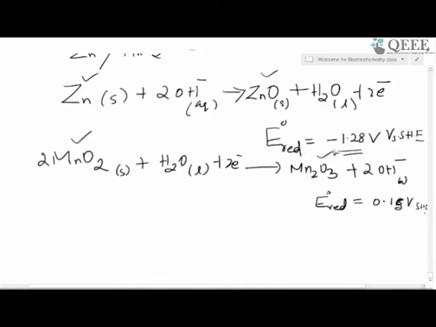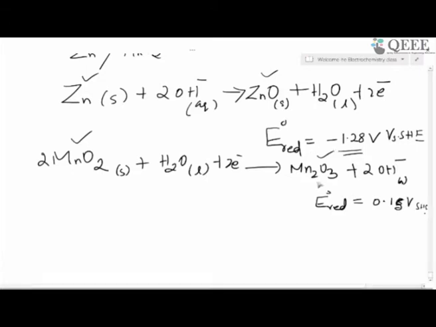MnO2, Mn2O3 is a redox couple here. So when you compare two different redox couples, you should compare them on the same scale. That means if you are comparing oxidation potential, you should compare with respect to oxidation potential. If you are comparing reduction, then you can compare the reduction potential to understand which is going to be my anode and which is going to be cathode.